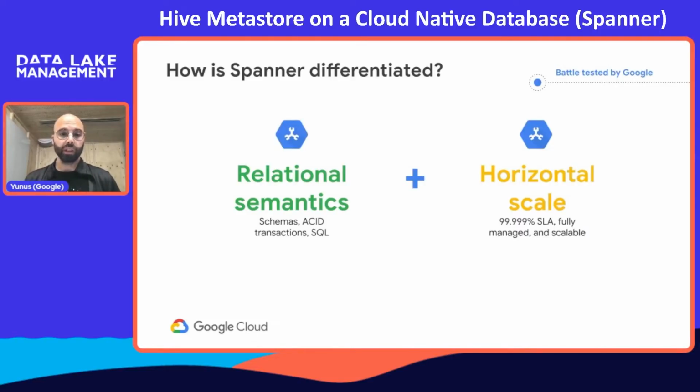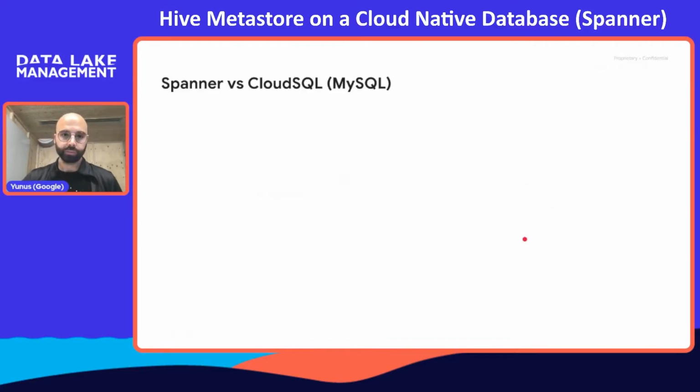Instead, Spanner has all the relational semantics, schemas, and ACID transactions. You can write SQL. It has a JDBC connection. It supports Hibernate, ORM, etc. And on top of that, it scales horizontally. It's a really high SLA, and it's fully managed.